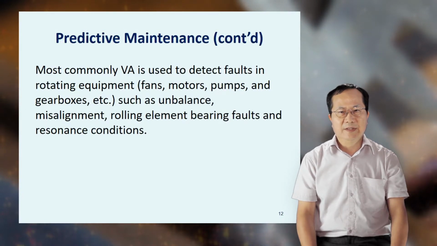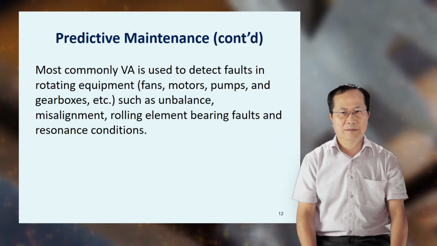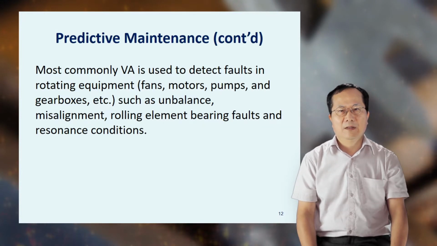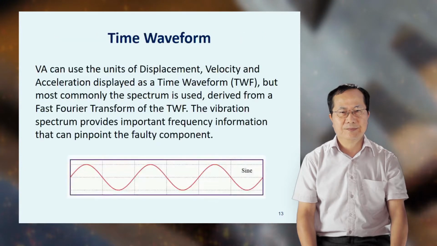Most commonly, VA is used to detect faults in rotating equipment such as fans, motors, pumps, and gearboxes, and so on. Such faults include unbalance, misalignment, rolling element bearing faults, and resonance conditions.